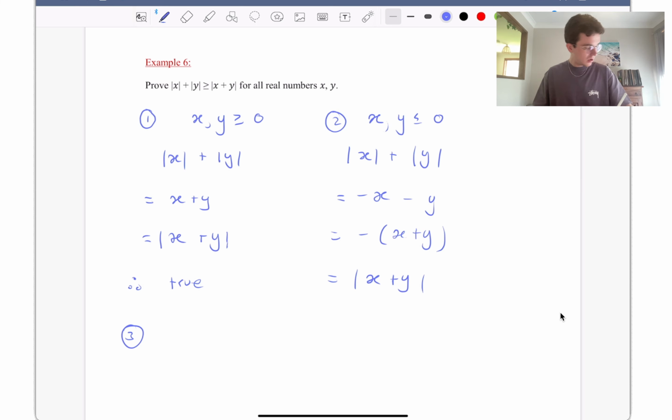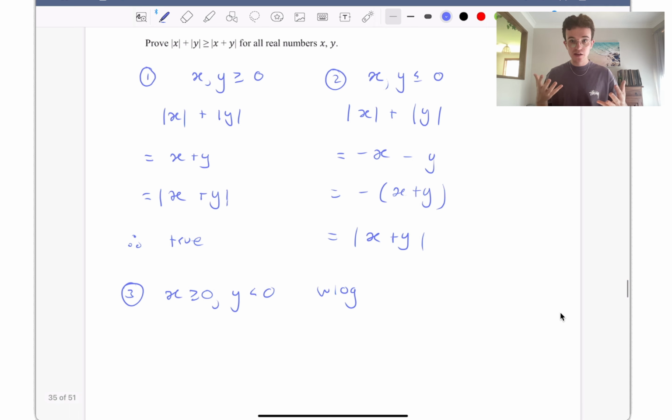Case number 3, we might say x is greater than or equal to 0 and y is less than 0. Now often in maths we might say this without loss of generality, or you could actually write it out, or you could just say without loss of generality. What that means is that in this case, it doesn't really matter which one is x and which one is y. It's going to be the same proof whether x is greater than 0 and y is less than 0, or the other way around, because they're not actual specific values, they're just random pronumerals.